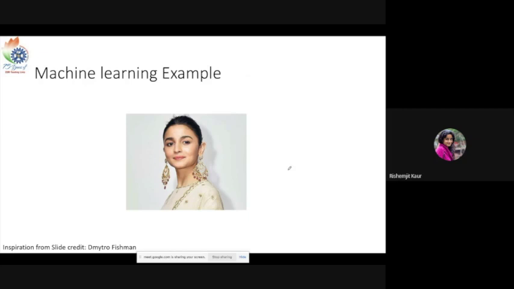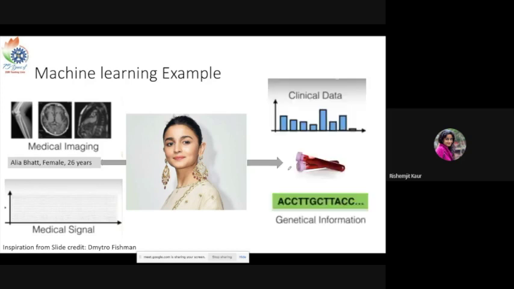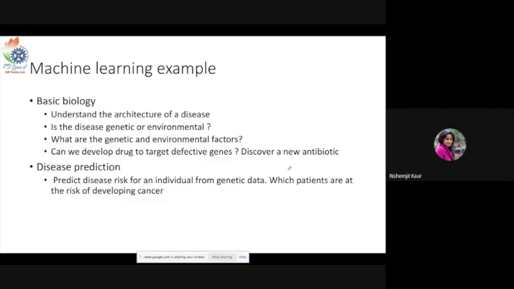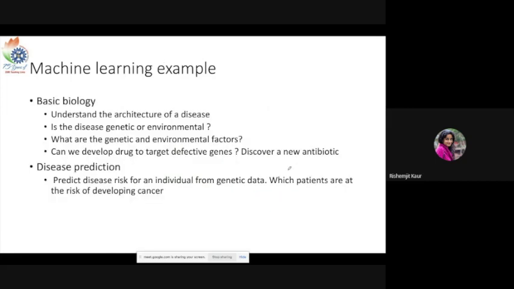So now the question is, let's say we have enough data about, here we have the example of Alia Bhatt. We know her demographic information, that she's a female, 26 years old. We have her information about, let's say, her medical imaging, her medical signals. Then we have her clinical data, we have her genetic data. Now, based on this, can we predict what sort of diseases Alia Bhatt will have, or how long maybe Alia Bhatt will live? The answer to this could be that maybe yes, it's not that far-fetched for us.